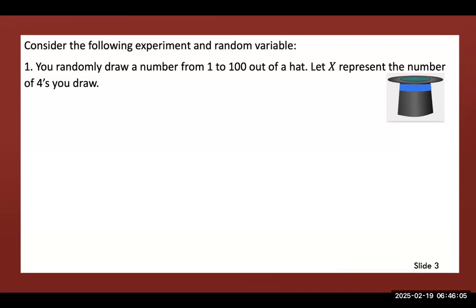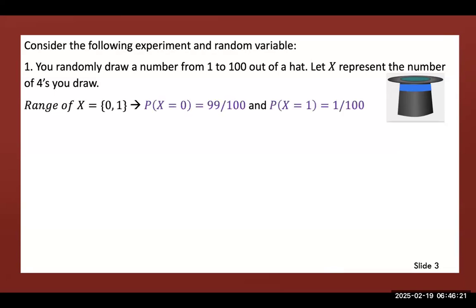However, here I'm saying x represents the number of 4s I draw. If I'm drawing one number out of a hat, I either draw a 4 or I do not draw a 4. So not drawing a 4 means x is equal to 0, and drawing a 4 means x is equal to 1. So those are the possible outcomes, just 0 and 1.